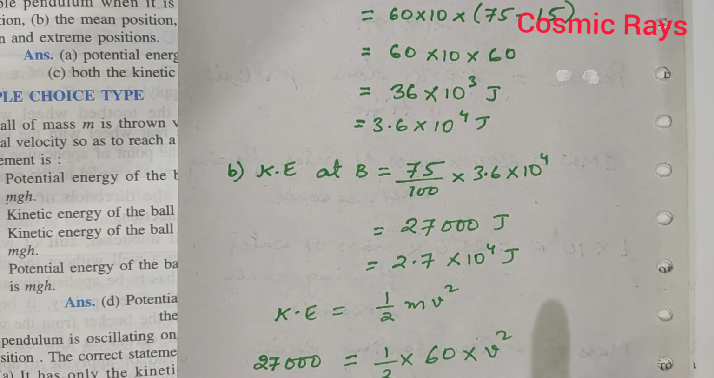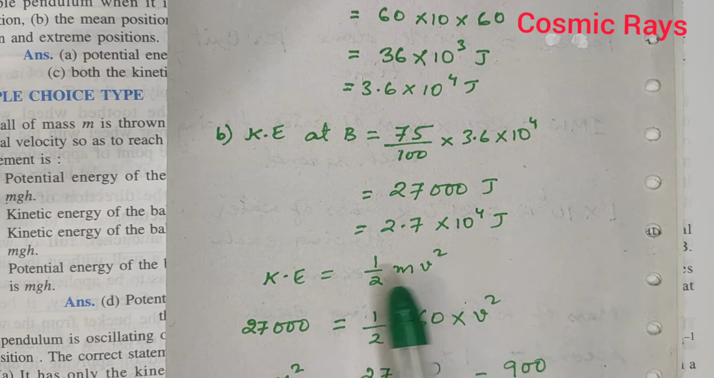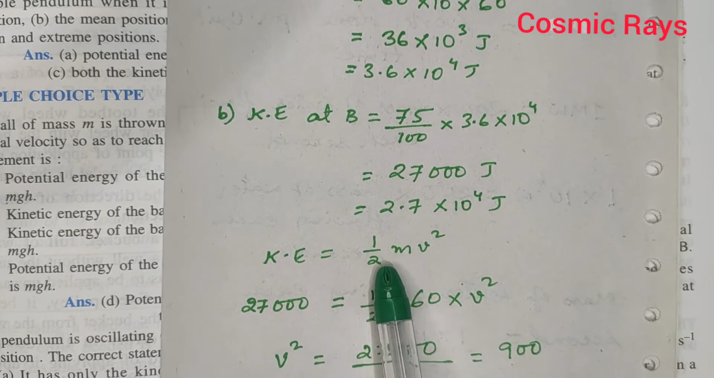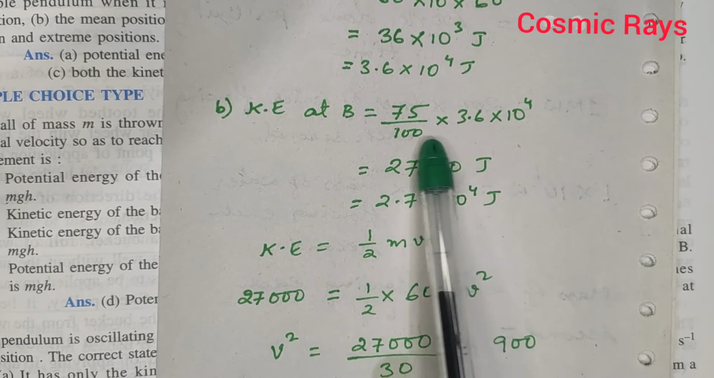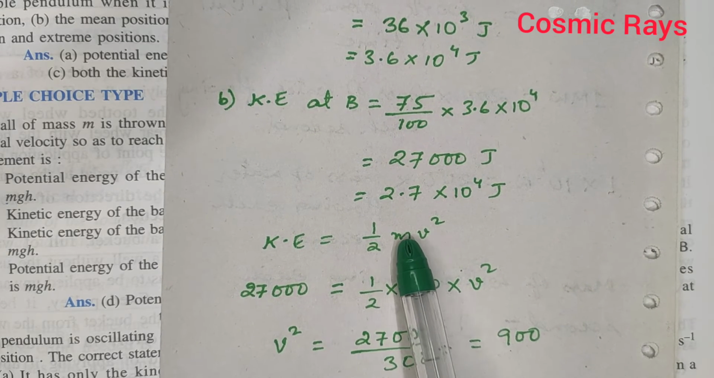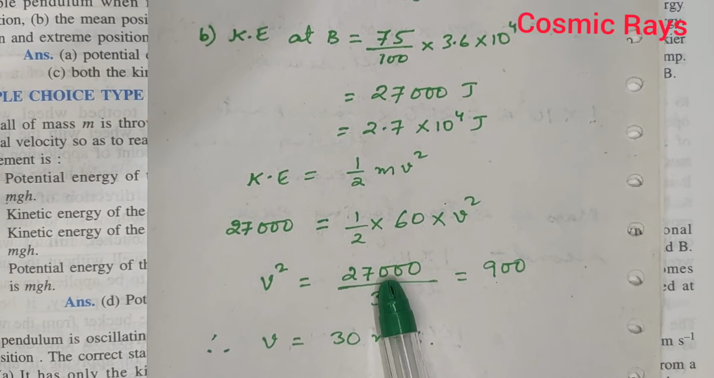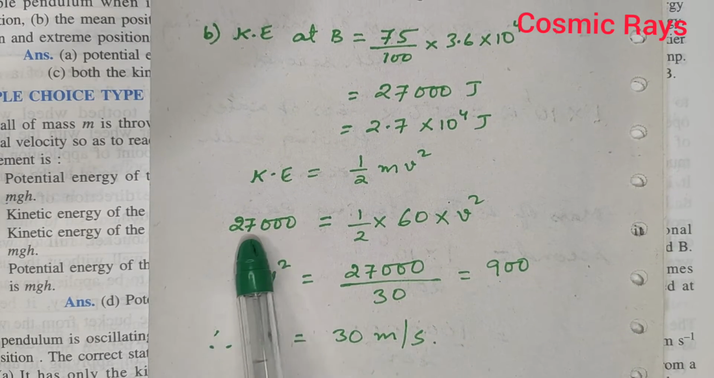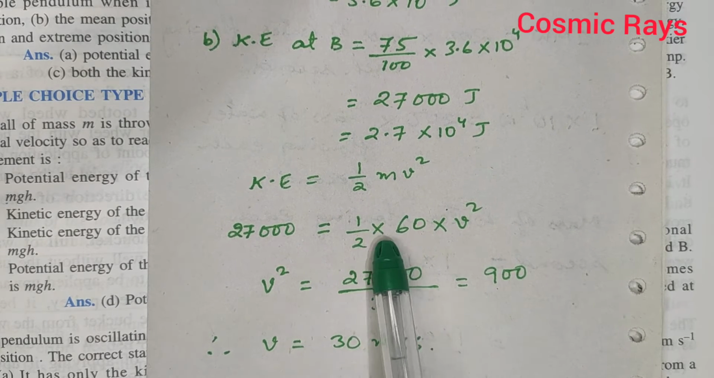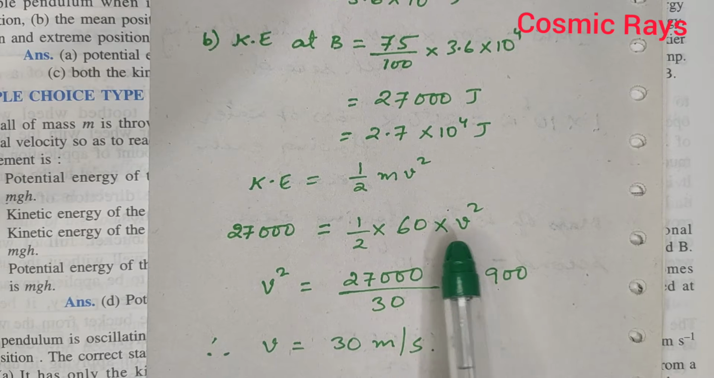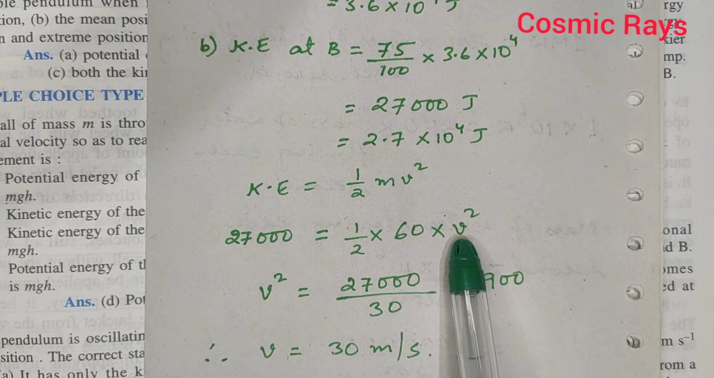So I write it as 2.7 into 10 raised to the power 4 joules. Now kinetic energy is given as half mv square. We have the value of kinetic energy, we have the value of mass, we need to calculate the velocity. So I put the value here. Kinetic energy is 27,000 is equal to 1 by 2 multiplied by mass, which is 60, into velocity, which we have to find out. So velocity square.